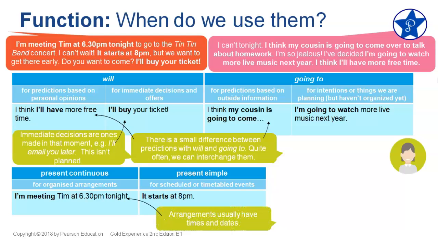Arrangements usually have times and dates, so this is when we use the present continuous, when we know the day and the time. So for example, on Friday at 12 o'clock, I'm seeing my dentist. I'm not happy about it, I'm scared of dentists. And I've already scheduled my visit. It's at my appointment. It's at 12 o'clock on Friday. So, I'm seeing my dentist on Friday.